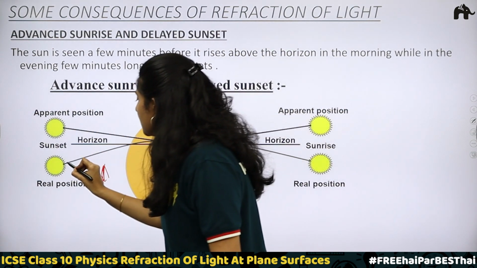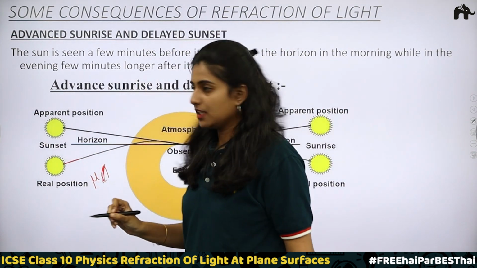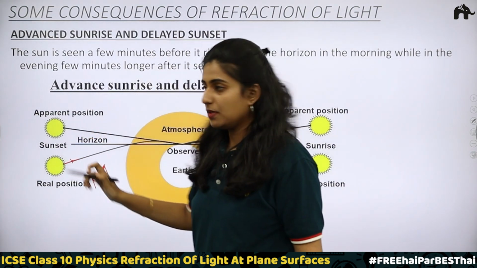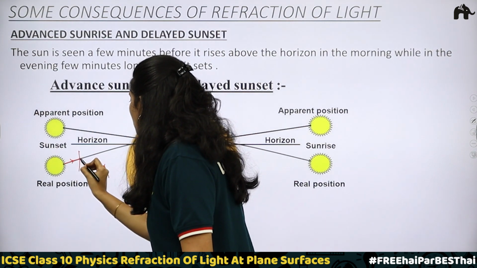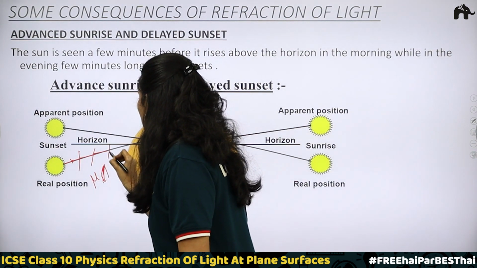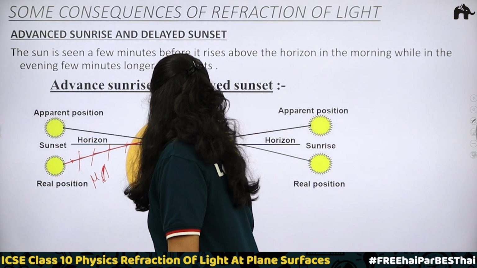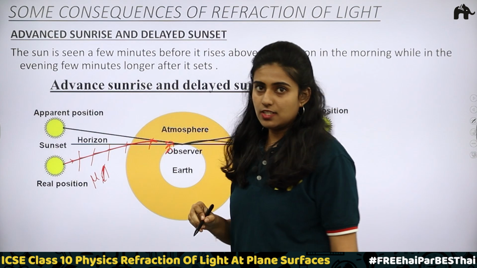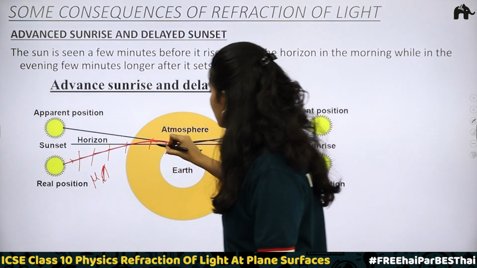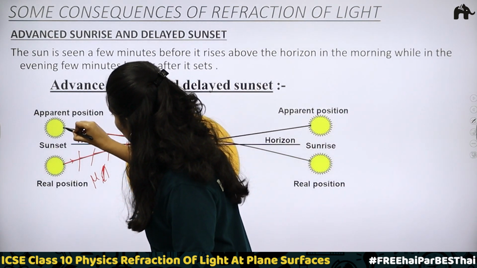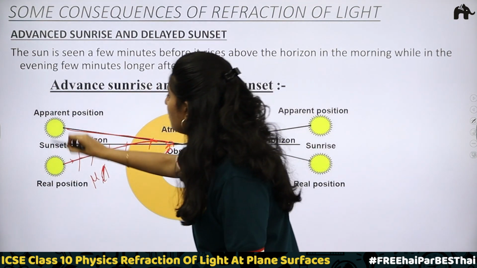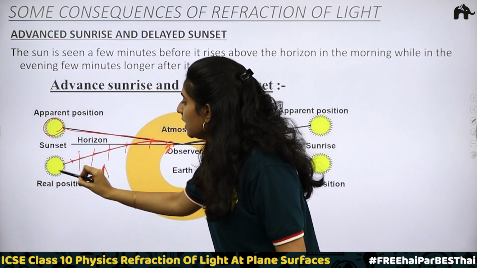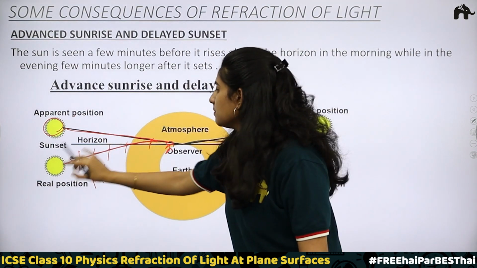Now, if the light rays start from here continuously, when they move from a denser medium to a rarer medium, they appear to bend away from the normal. Again it bends away from the normal. So if you take an observer, the light rays reach this point. From this final refracted ray, if you draw a straight line, the object will appear at this point. So this is the apparent position. Actually, the sun will be below the horizon because of atmospheric refraction.